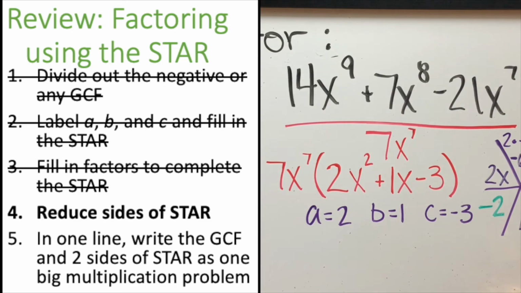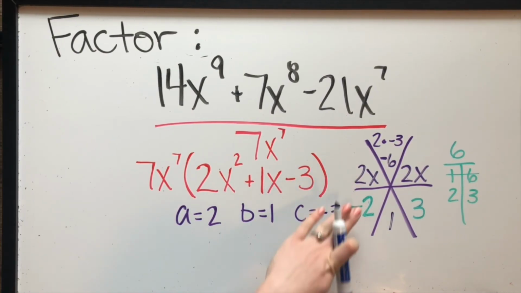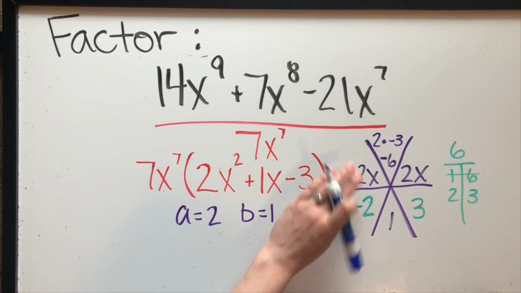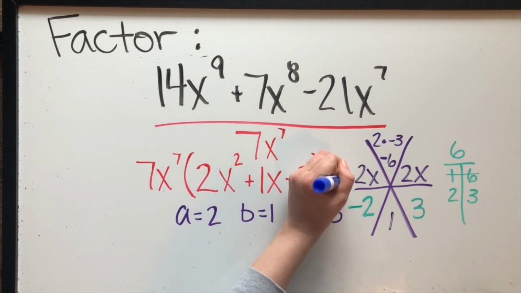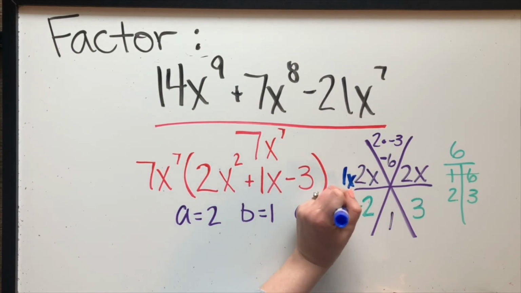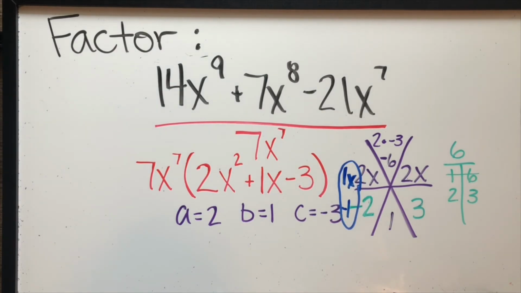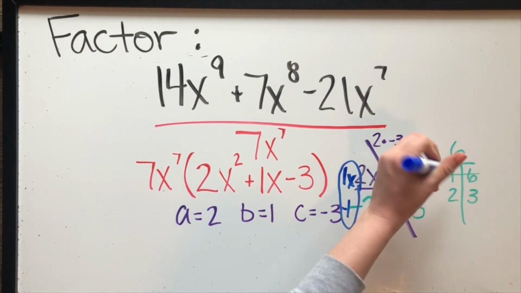So we're on to step 4, where we have to reduce the sides of the stars. So 2x and -2. I can divide 2 out of the top and bottom, so that will become 1x on top and -1 on bottom. Squeeze that in there. On the other side, I have 2x over 3, and there's nothing I can reduce 2 and 3 by. So that's just going to stay the same.